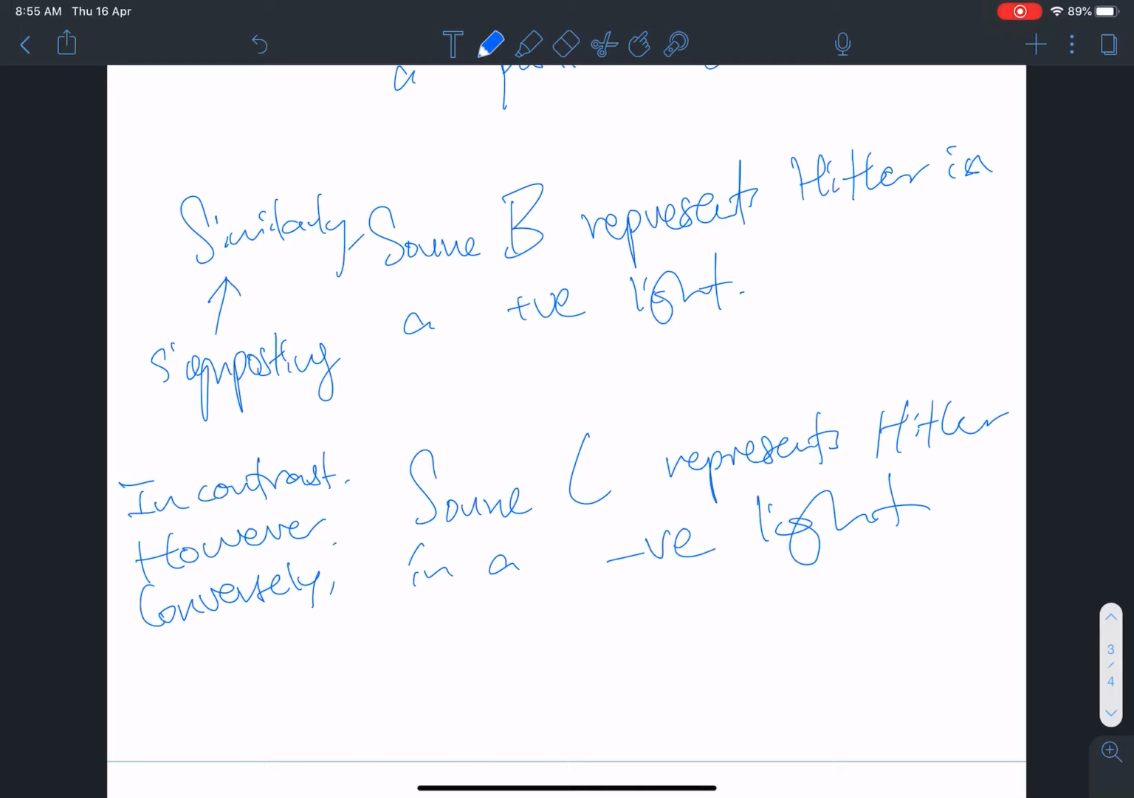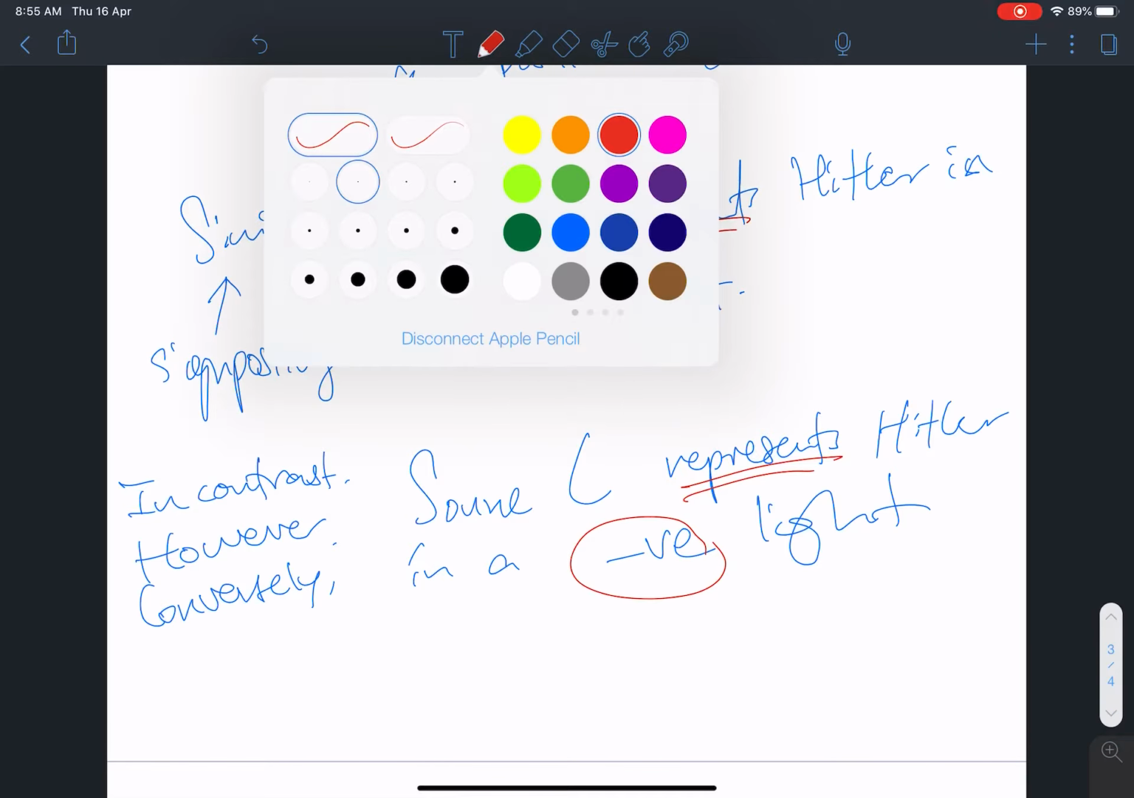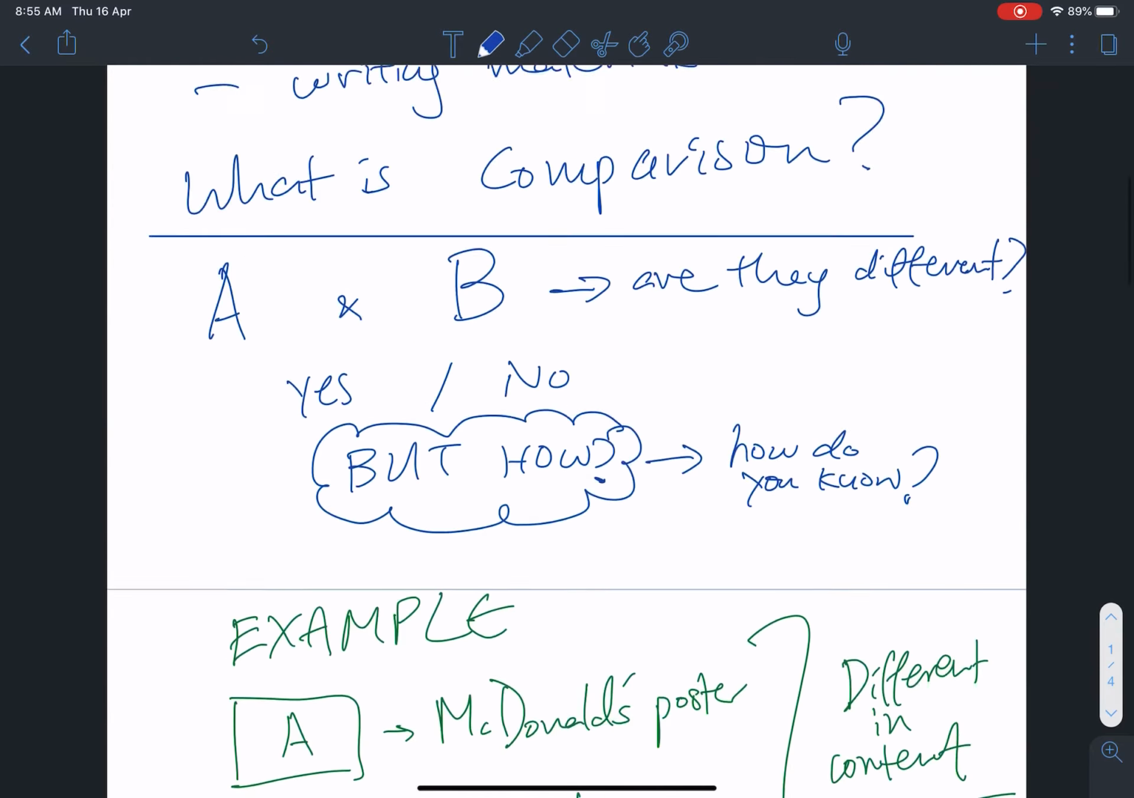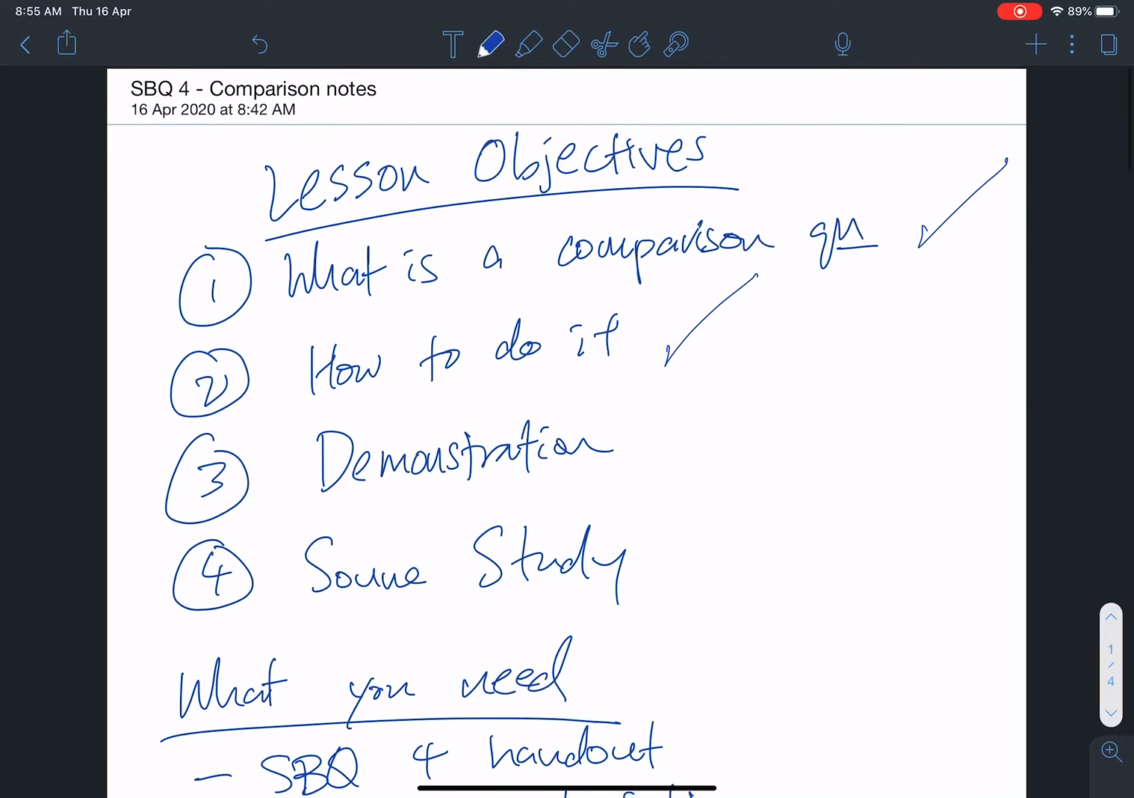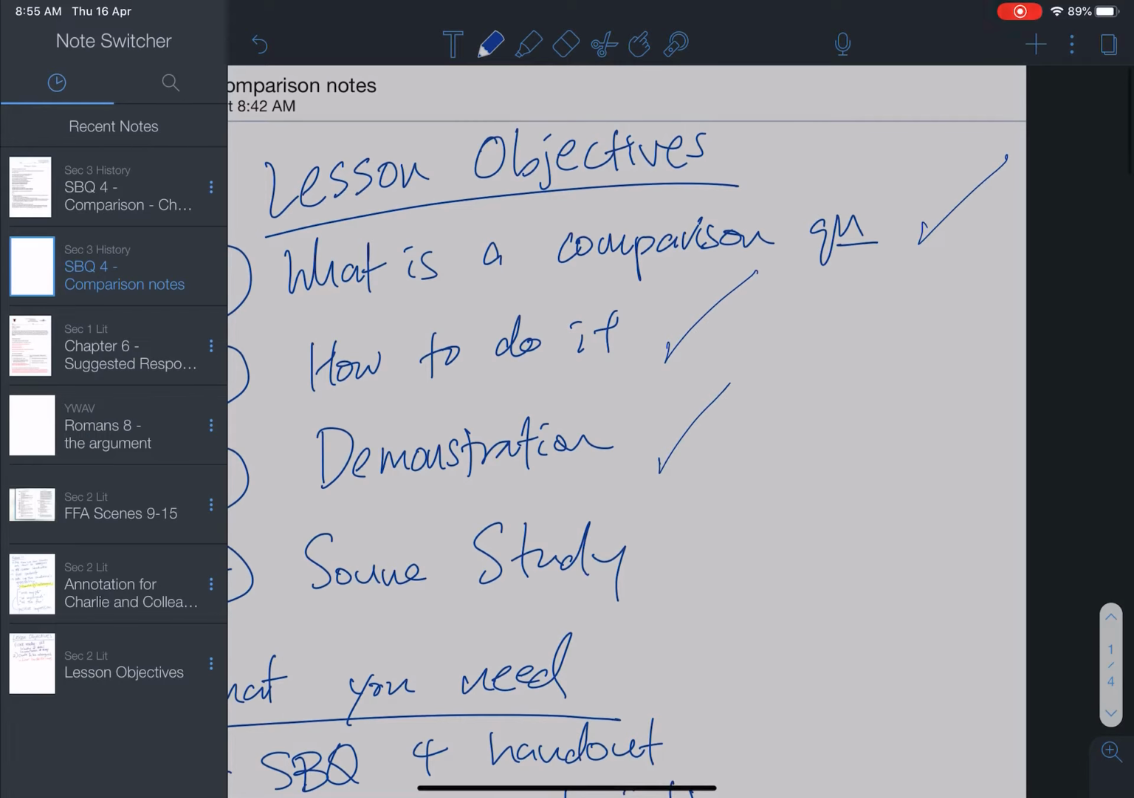Okay, again, I am making it obvious. Besides this signposting, I also like to point out, look at what I'm doing. I'm using the same language for how he's being represented. If I use positive, I contrast with negative. So that is how I make my answer very clear. All right, now let's go on. If we look back at the lesson objectives, I've already looked at what the question is and how to do it, and I have demonstrated how to work through that. So let's look at the sources.